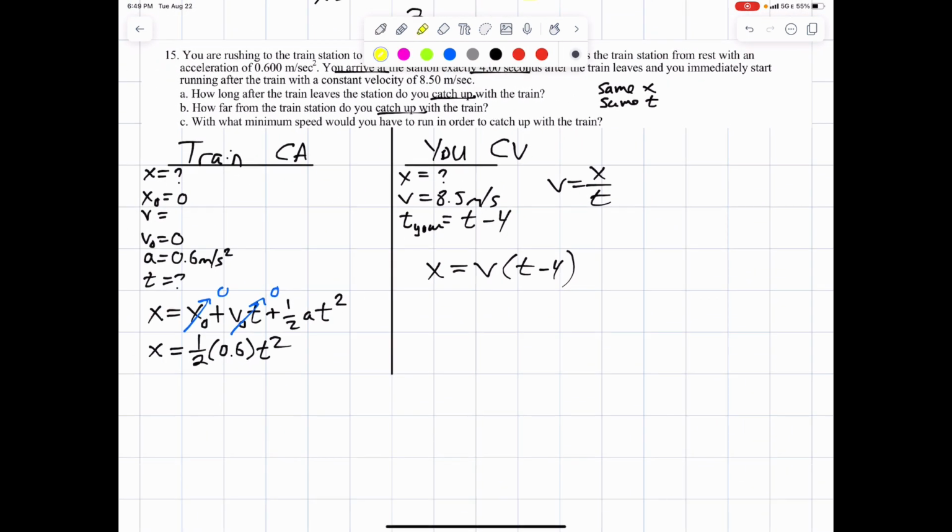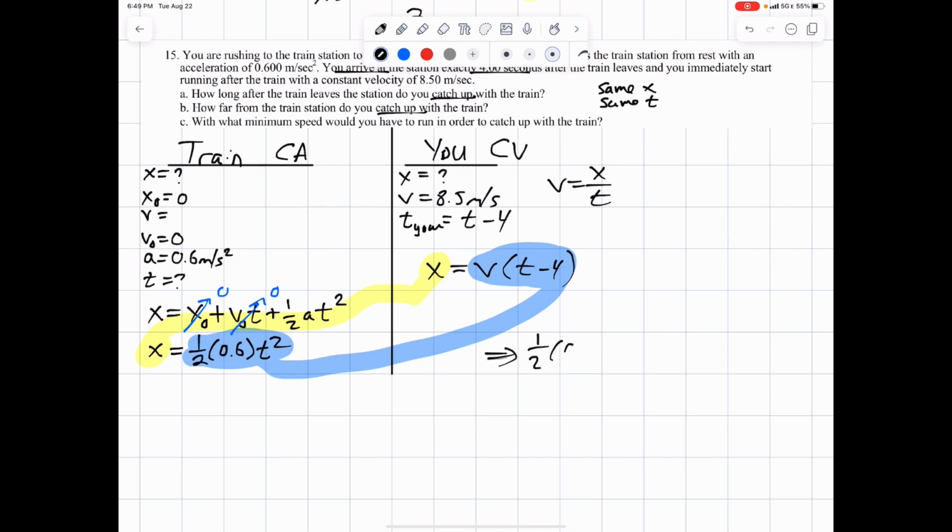All right, now at this point, let's go ahead and equate our positions. x equals x, the positions are the same, therefore the expressions for each position will also be the same. This means that 1/2 times 0.6 t squared equals v, which is 8.5, times (t minus 4). Well, I'm going to go ahead and get rid of the fraction there.